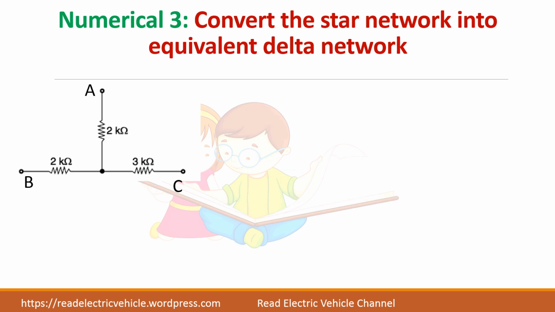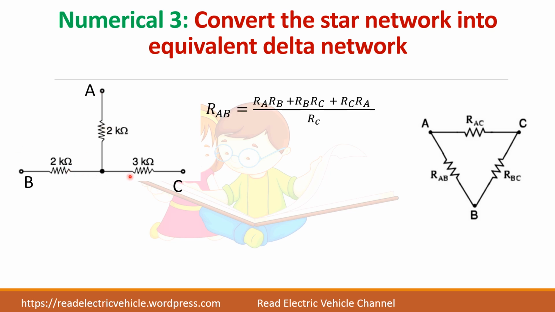Now let us see another problem where you want to convert this star network into equivalent delta network. So you want to find what is RAB, that is between these two. So you multiply these two and here, RA into RB, RB into RC, RC into RA divided by whichever is missing here, RC. Now let us find what is the numerator value because it is common in all.